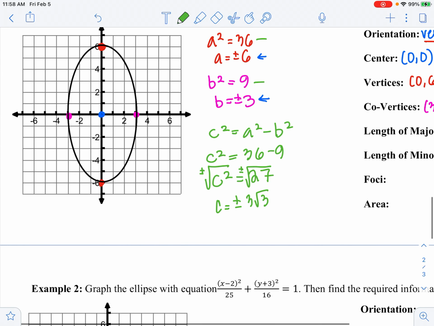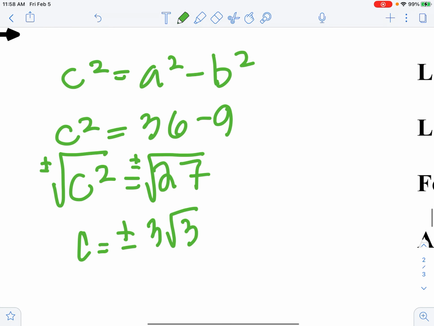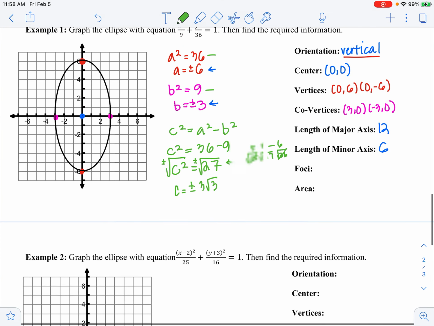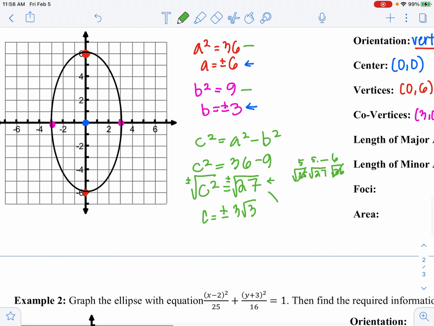All right. So now I know that my foci are 3 root 3 units away from my center. Since this is vertical, I go up 3 root 3 units and down 3 root 3 units to get my foci. Now, what the heck is 3 root 3? I'm not going to use a calculator. I'm going to use the root 27 to help me approximate it. Root 27 falls in between which two perfect squares that I do know? 25 and 36. This is 5, this is 6, so this has to be 5 point something. Approximation, 5 point something.